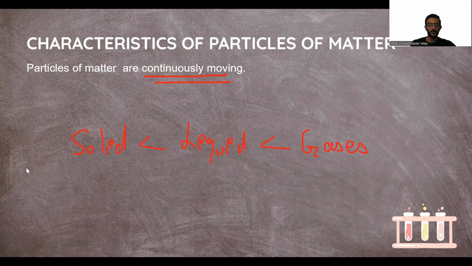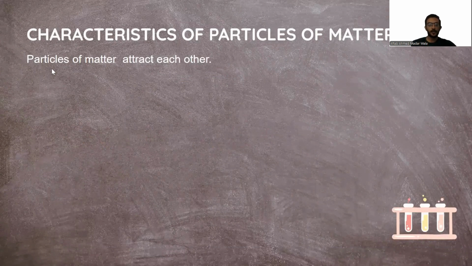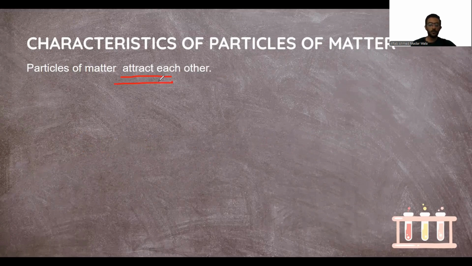Okay, let's move ahead and talk about the third characteristic of particles of matter, which says that particles of matter attract each other. How will they attract each other? How do we know that? If I ask you, why does this pen hold its shape like this always? Why doesn't its shape change? Or the book, or the particles of sugar or the salt, why do they have a particular fixed shape?